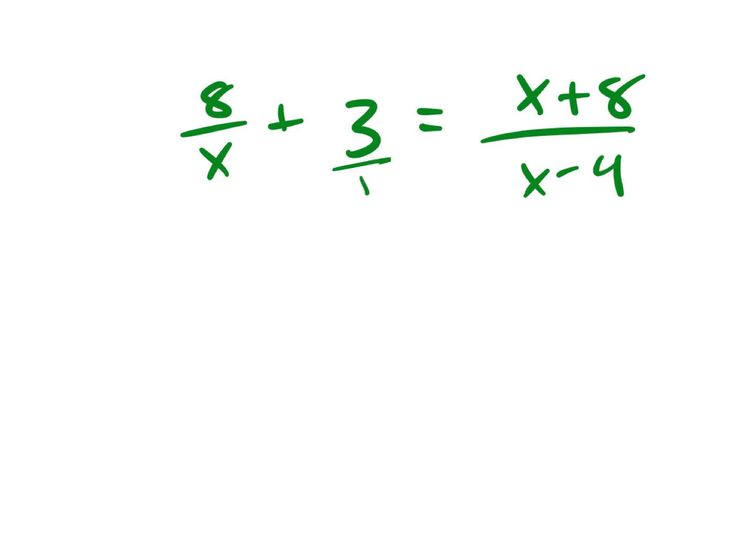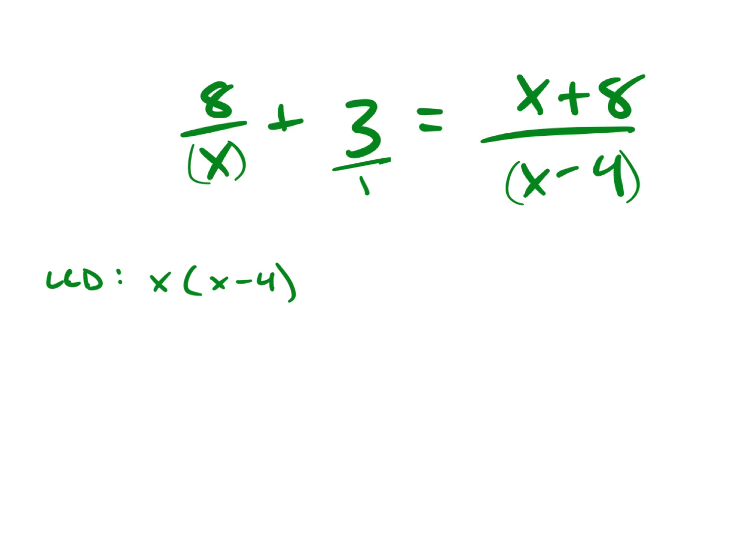We could put the 1 under the 3. Perfect. What's next? Find the least common denominator. What would our least common denominator be? Awesome. X times x minus 4. Perfect. First denominator was x. We have to include that. Second one's 1. You don't need to put the 1. And then the third one was x minus 4. So we have to put that one on the list too.